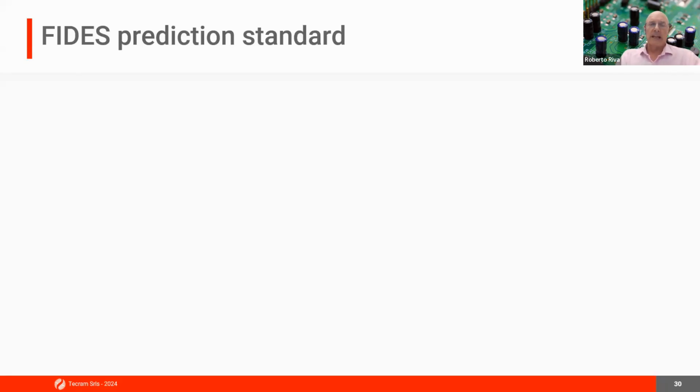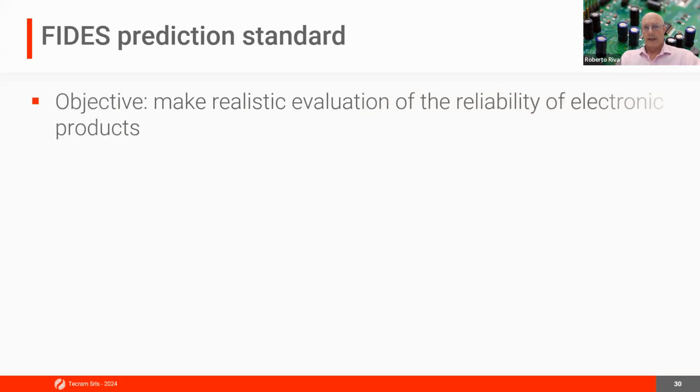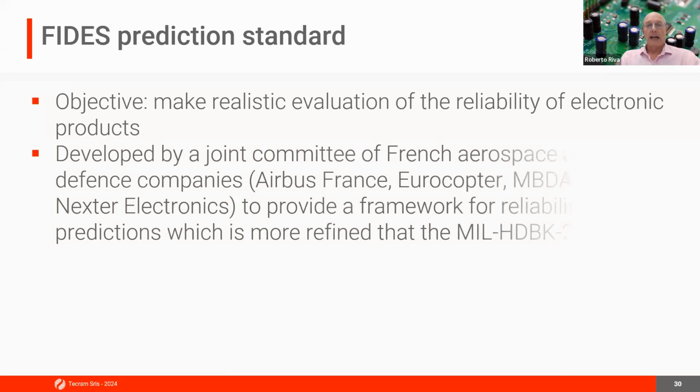And it became an ITU standard, and now it has developed into an IEC standard, 62380 or something like that. But basically, we'll see they both have in common a very thorough assessment by physics of failure and by a mission profile of what the reliability is going to be, rather than just using multiplicative factors, which are these pi's. So the objective was to make a realistic evaluation of the reliability of electronic products.